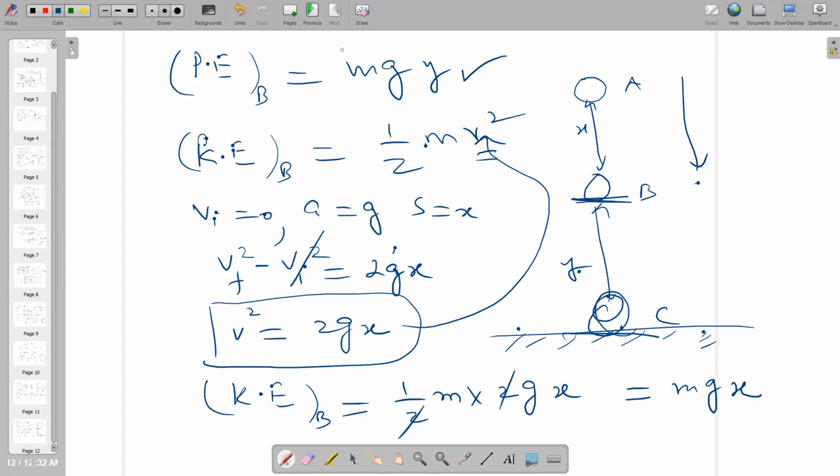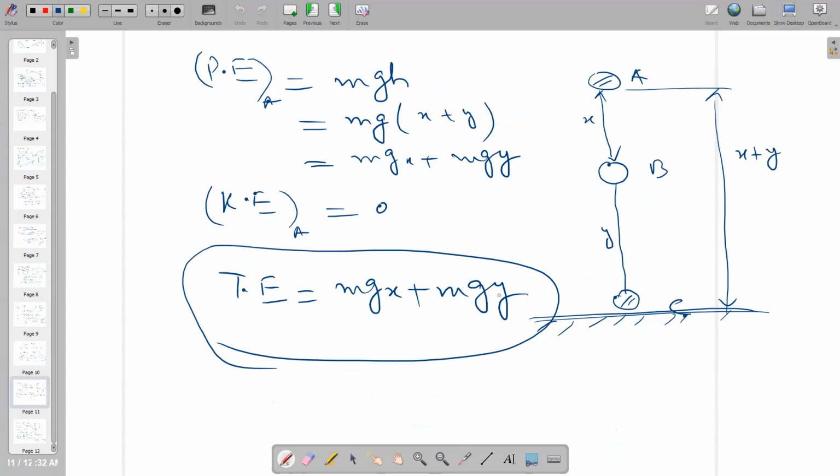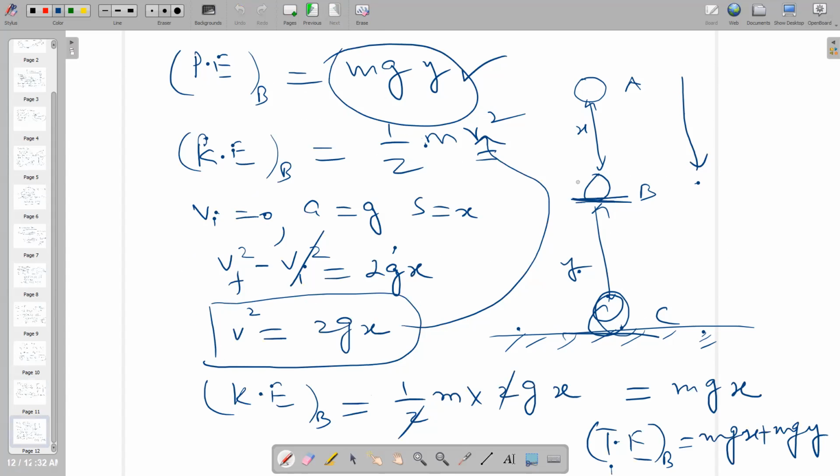So what will be the total energy at point B? Potential plus kinetic. This is potential. So the total energy at point B is equal to mgx plus mgy. It means the total energy remains the same as in the previous slide, mgx plus mgy. So this is at point B. Now, if you want to calculate at point C, you can calculate, the answer will be the same.